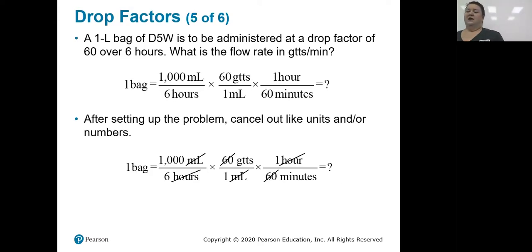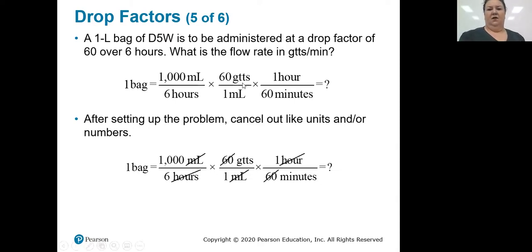So let's look at an example. And this is on page 332, example 21.21. And we are told that a 1 liter bag of D5W is to be administered at a drop factor of 60 over 6 hours. What is the flow rate in drops per minute?